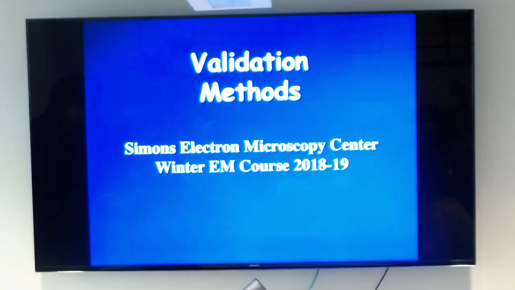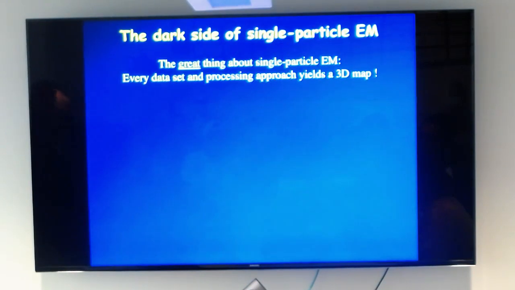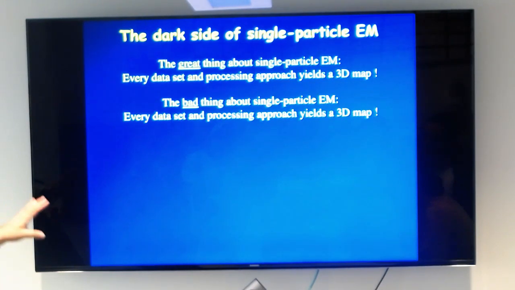Okay, so as Laura said, I'm supposed to talk about validation, though I feel it's not so important anymore. But it used to be that electron microscopy really had a dark side to it. The really great thing about single particle electron microscopy is that no matter what kind of data you collect and no matter how you process it, you always get a nice 3D map out of it. So the bad thing about electron microscopy is that every data set you collect and any way that you process it, you will get a density map.